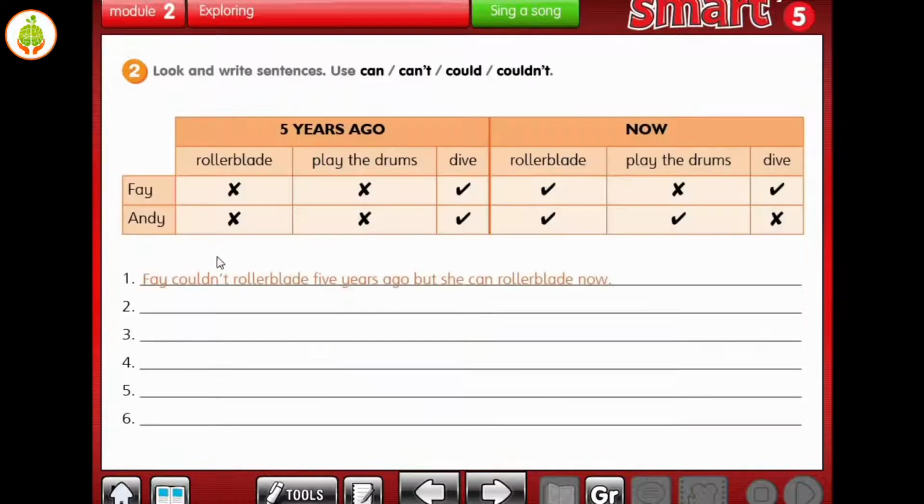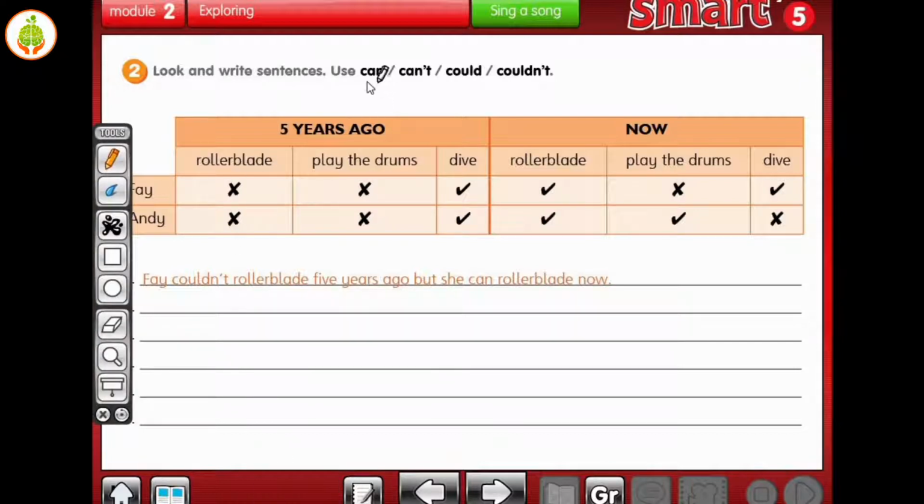Now, let's go to exercise 2. Look and write sentences. Use can, can't, could, and couldn't. Okay, now listen. Can and can't, we use them for present, for now. But could and couldn't, we use them for the past. Like 5 years ago, that's in the past. So we use could and couldn't. But for present, for now, we use can and can't.